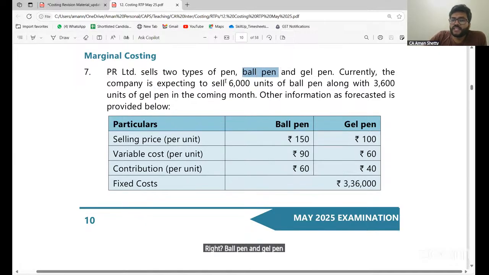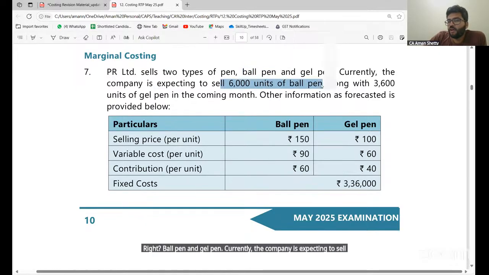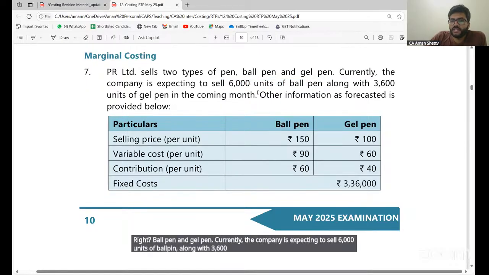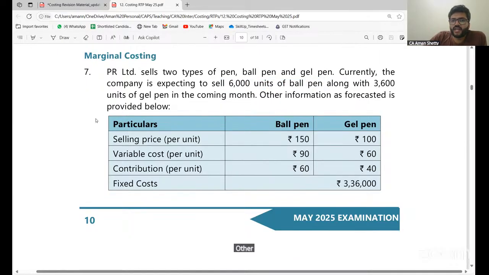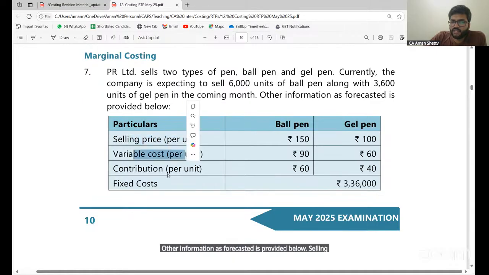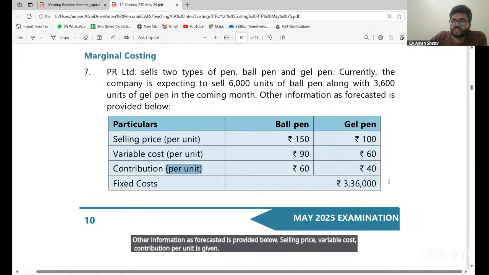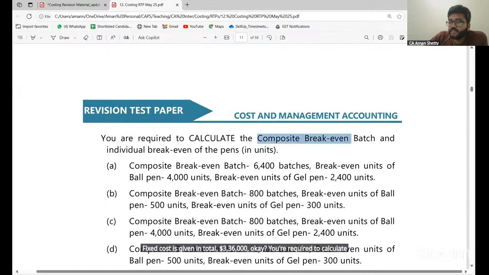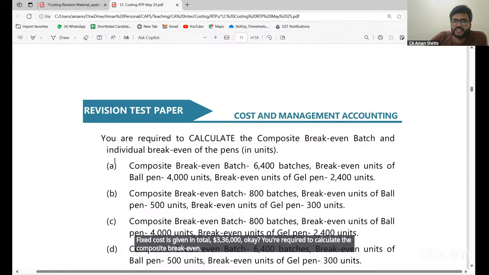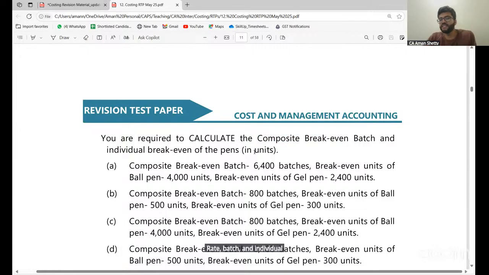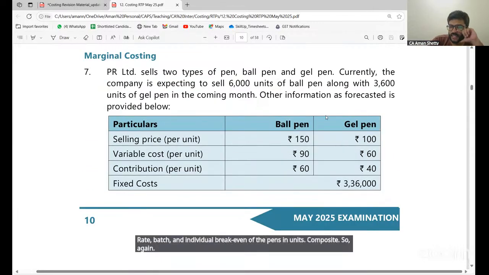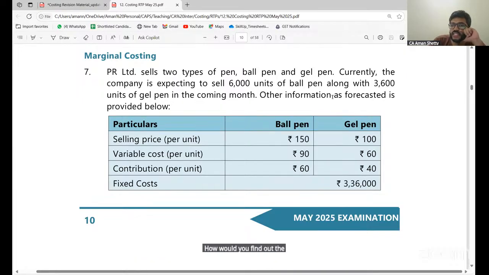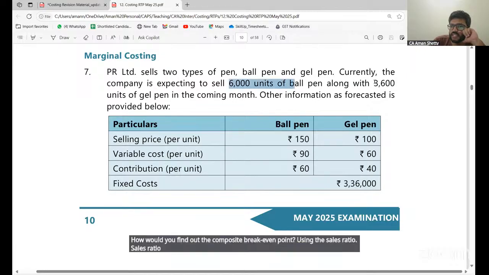Currently, the company is expecting to sell 6,000 units of ball pen along with 3,600 units of gel pen in the coming month. Other information as forecasted is provided below. Selling price, variable cost, contribution per unit is given. Fixed cost is given in total 3,36,000. You are required to calculate the composite break even, batch and individual break even of the pens in units. Again, very simple, all of you. Is it simple or not? How will you find out the composite break even point? Using the sales ratio. Sales ratio is given, 6,000 and 3,600.